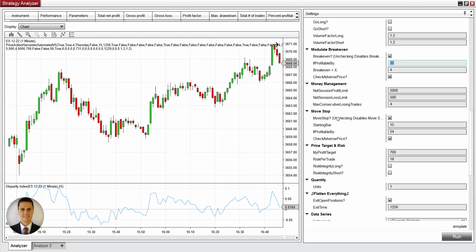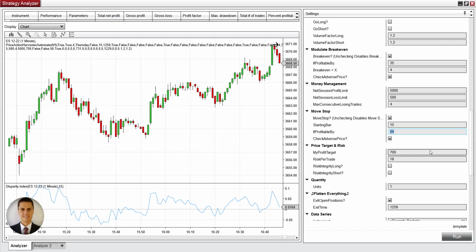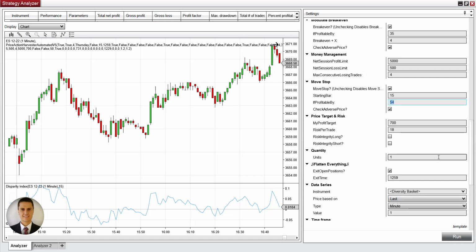Okay, and I also have move stop enabled. What is this saying? Since it's enabled, if the system has been in the trade for 15 minutes or more, it says starting bar 15, and we're trading the 1 minute bar, so 15 minutes or more, and the trade that you're in has an unrealized profit of 54 ticks or more, and price has moved against you, then it's going to move the stop. If you're in a long trade, to the current bid price, if you're in a short trade, to the current ask price, effectively taking you out of the trade.